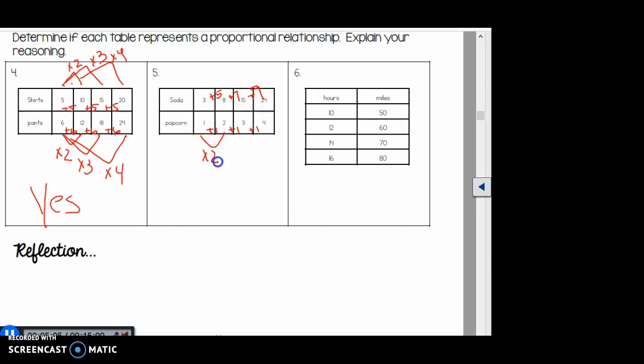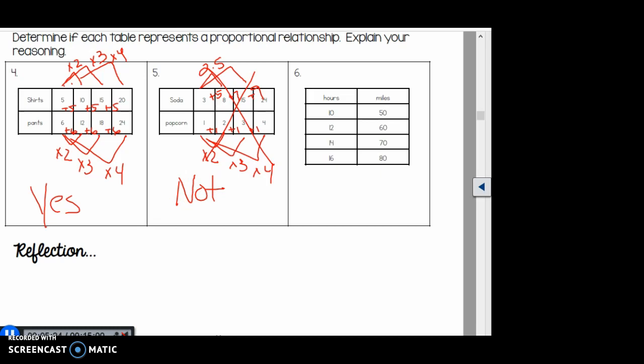So this is times 2, times 3, times 4. This is times something crazy. 2.5, I think. But not times 2, not times 3.5. So this is not proportional.